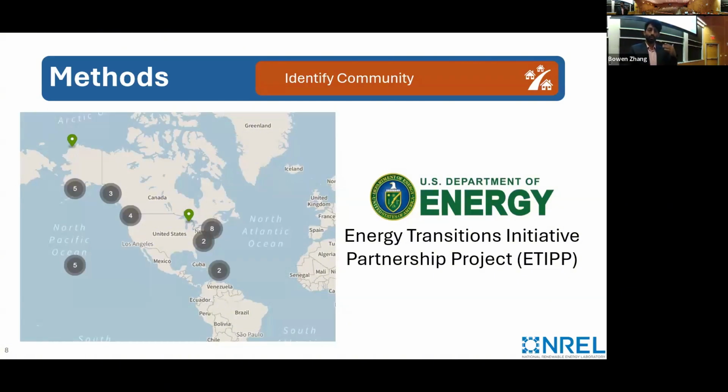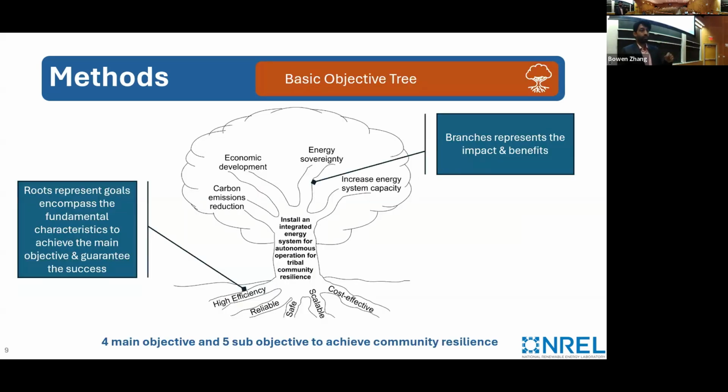So they want to shift from the diesel generator toward a much more conventional, or you can say renewable-based energy system, so that they don't have to rely on non-renewable energy sources because of their remote locations. So once you define the community, then you have to define the basic objective for that particular community.